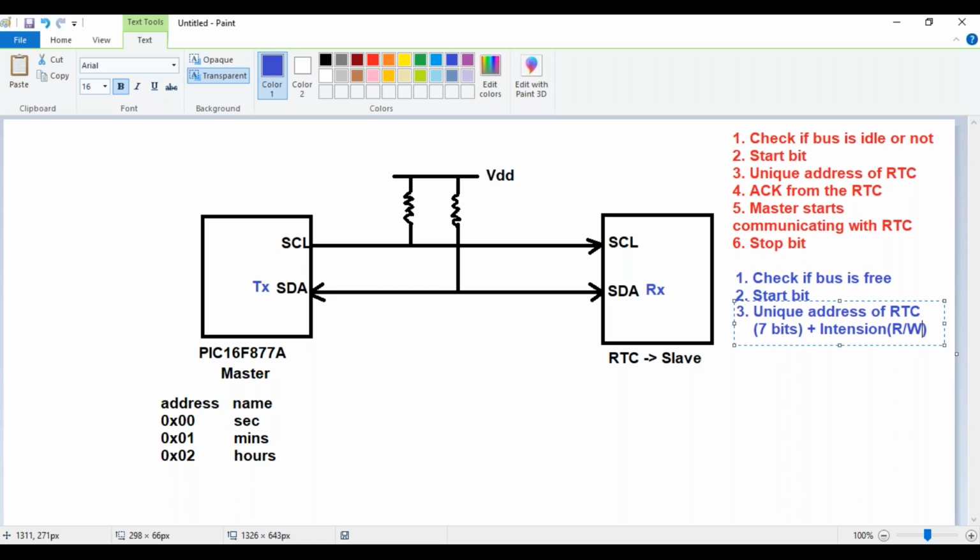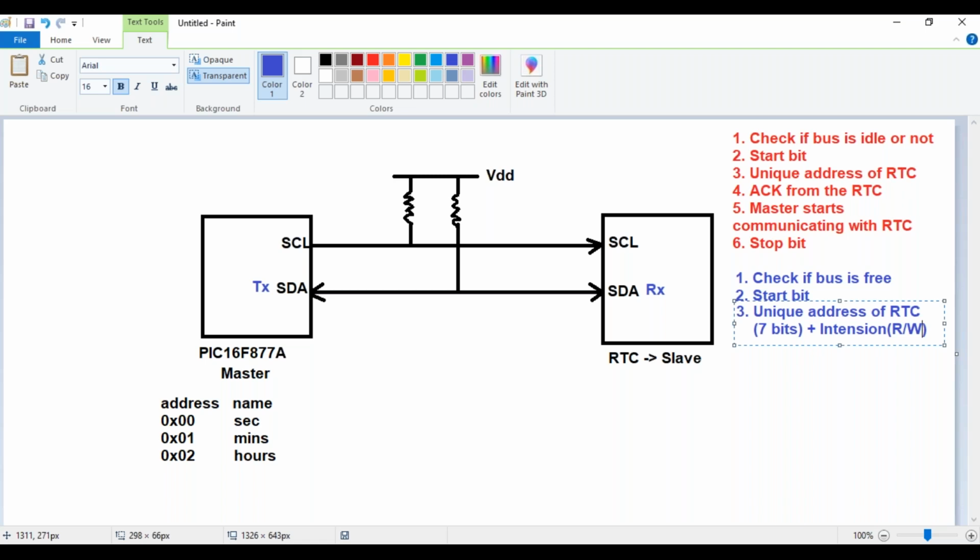So now it is still the master being the transmitter. What is actually my intention of going to the RTC? Whether I'm going for the purpose of reading or for the purpose of writing. I have to read the number of seconds.